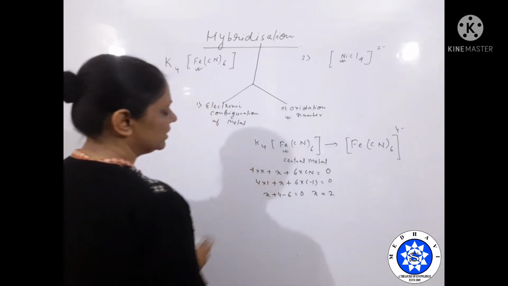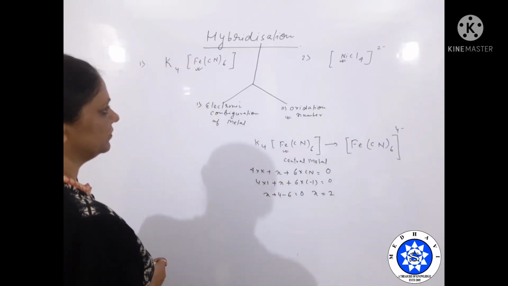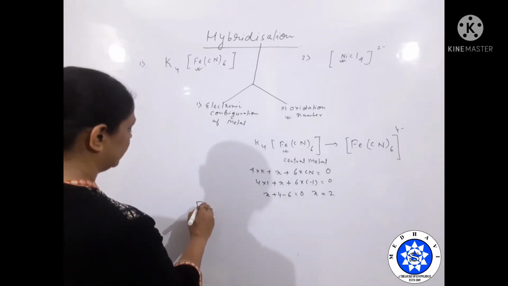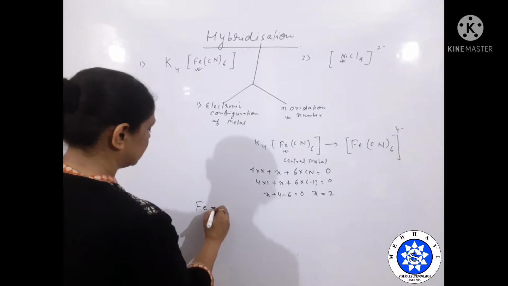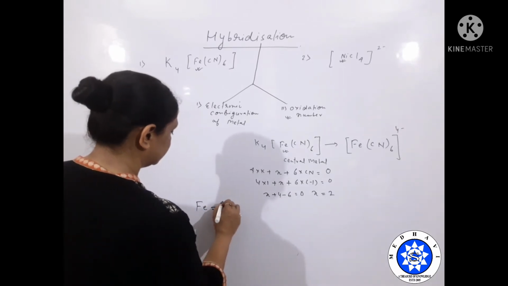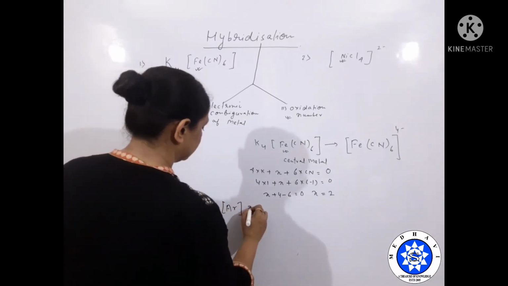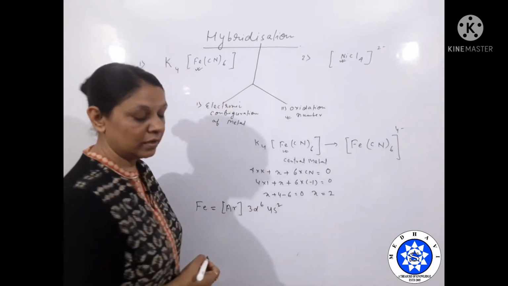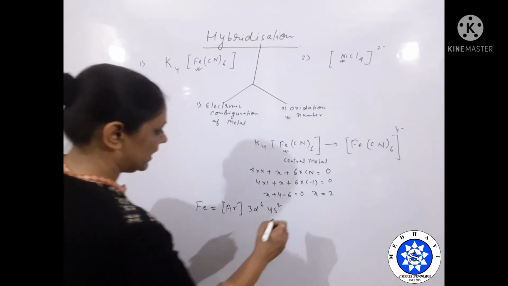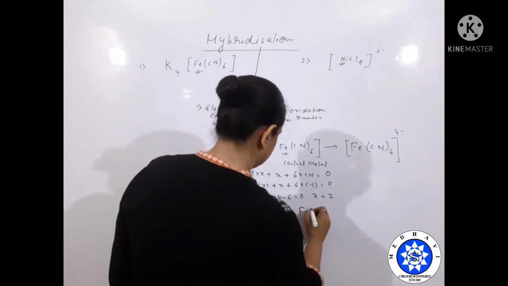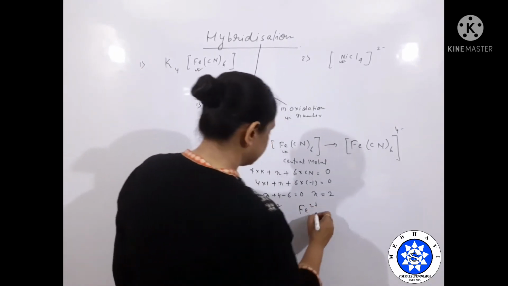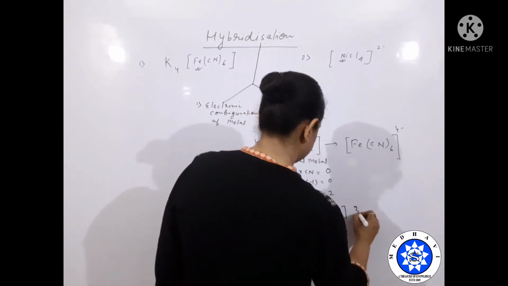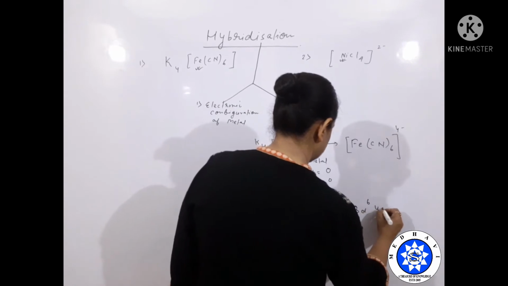Now we need only central metal and its oxidation number. Fe, its electronic configuration is argon 3d6 4s2. And if we write Fe2+, then its electronic configuration is argon 3d6 4s0.